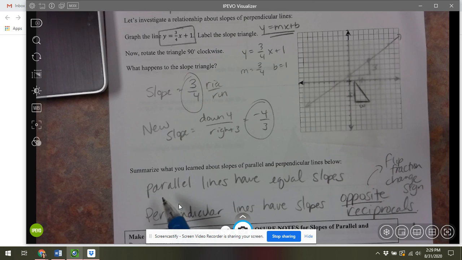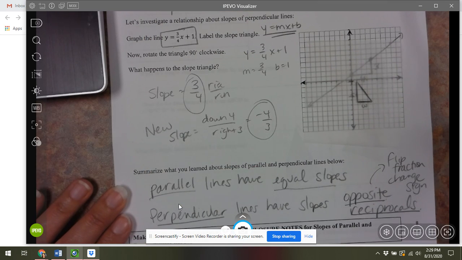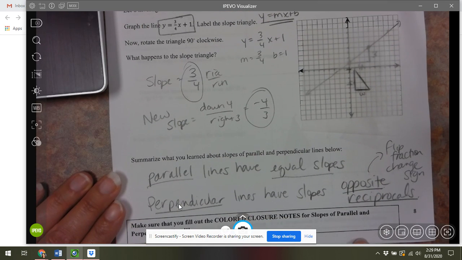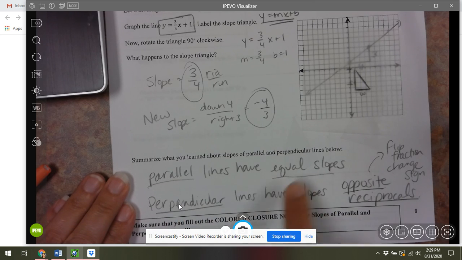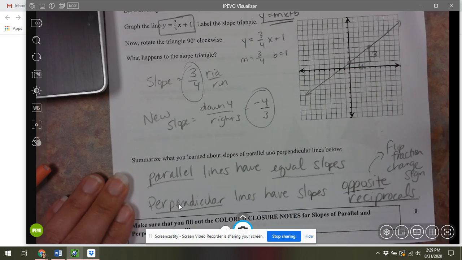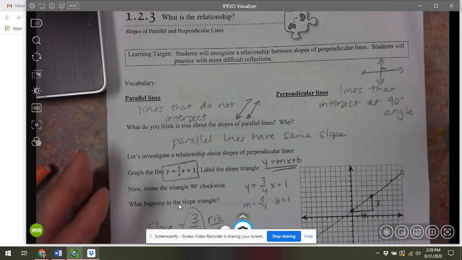If lines are parallel, their slopes are equal. That's what you need to know from this page. You need to know this. There will be yellow closure notes in another video for you to fill out with that. Don't do that now. So parallel lines have equal slopes. Perpendicular lines, slopes are opposite reciprocals. That's the first thing you needed to get out of this lesson.